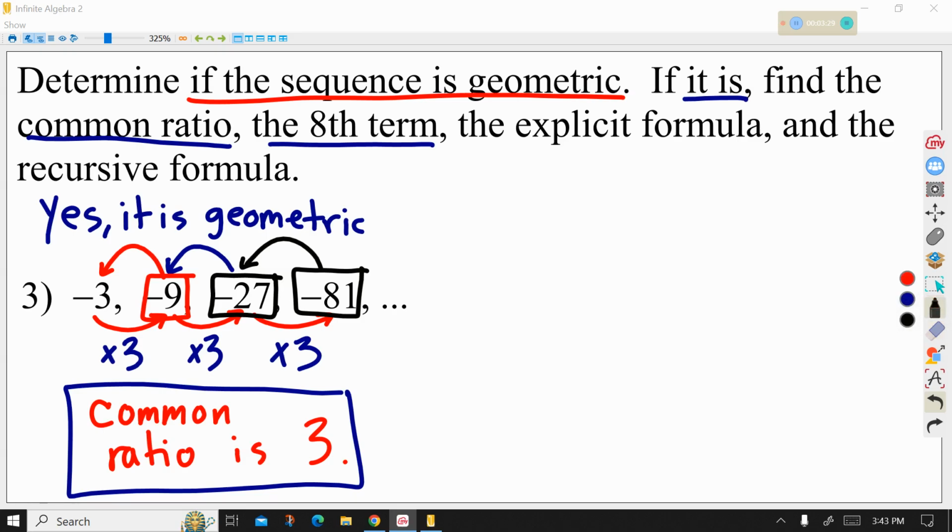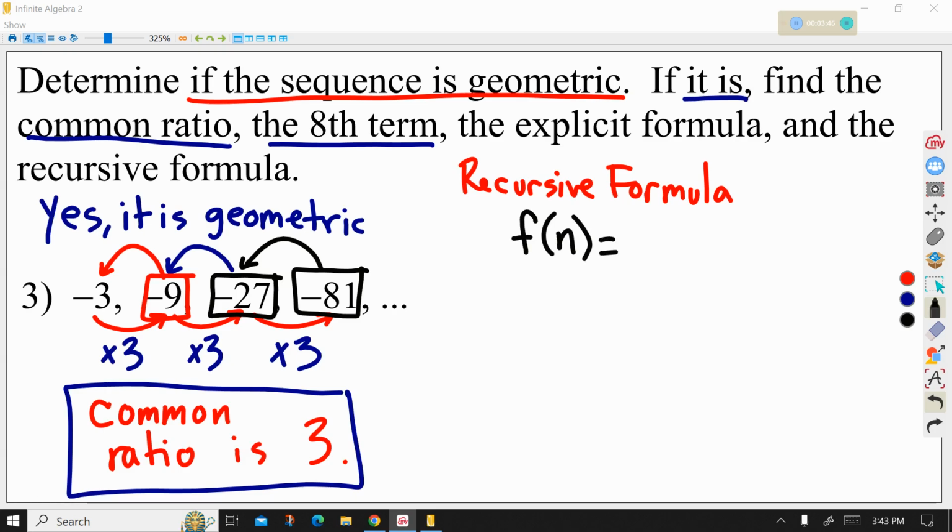So let's start off by getting the recursive formula. I've been writing the recursive formula in red, so we'll do that right now. The recursive formula of a geometric sequence has this form. It's where you take the function. And again, I guess I can say that this is the geometric recursive formula.